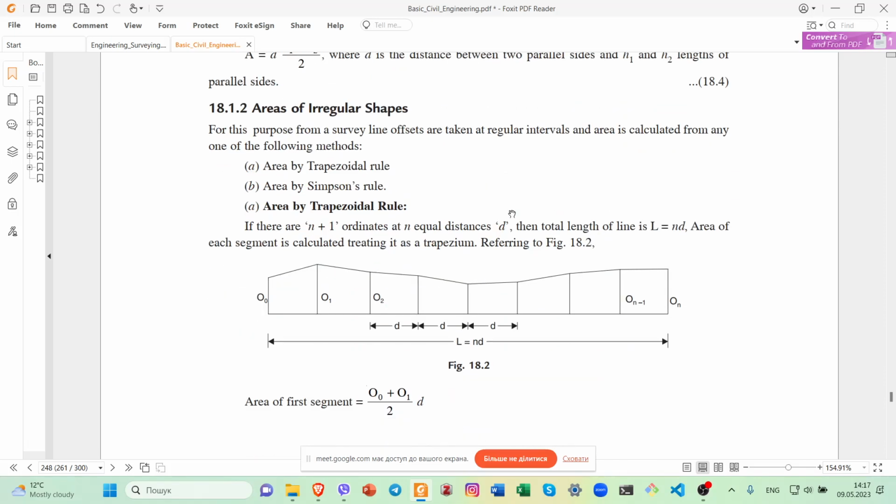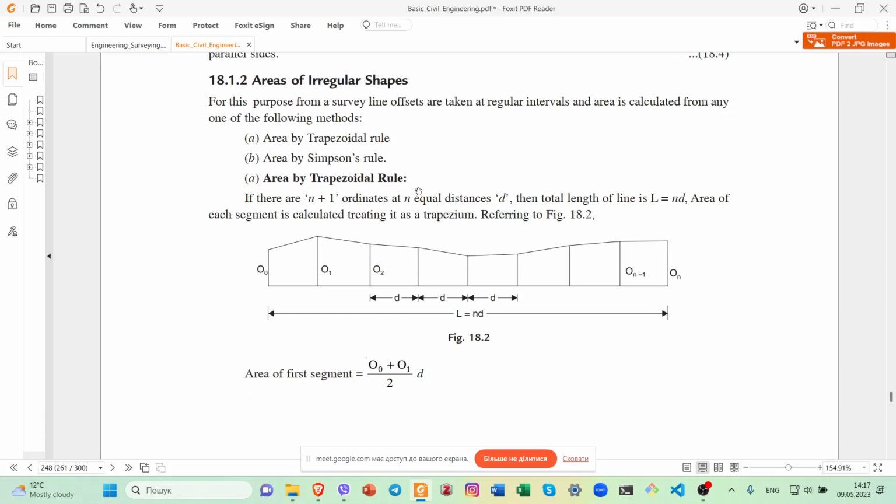For this purpose, from a survey line, offsets are taken at regular intervals, and area is calculated from any one of the following methods: trapezoidal rule and Simpson's rule.